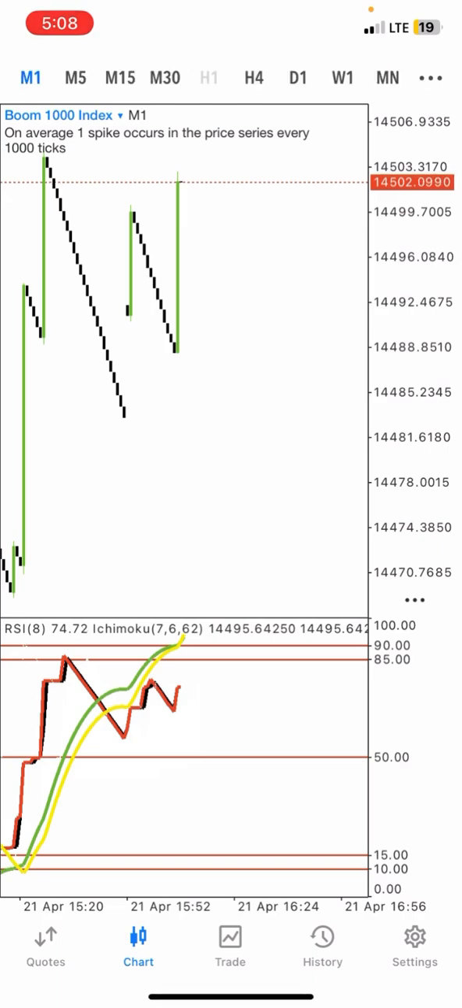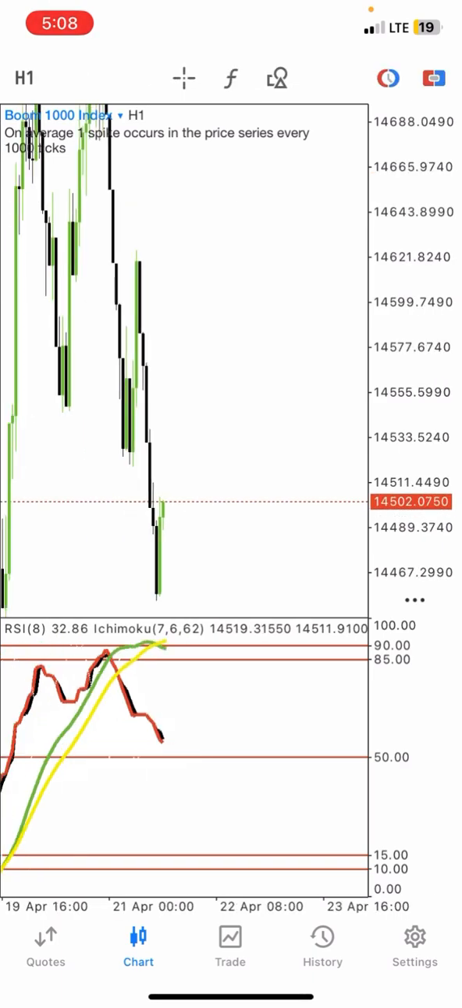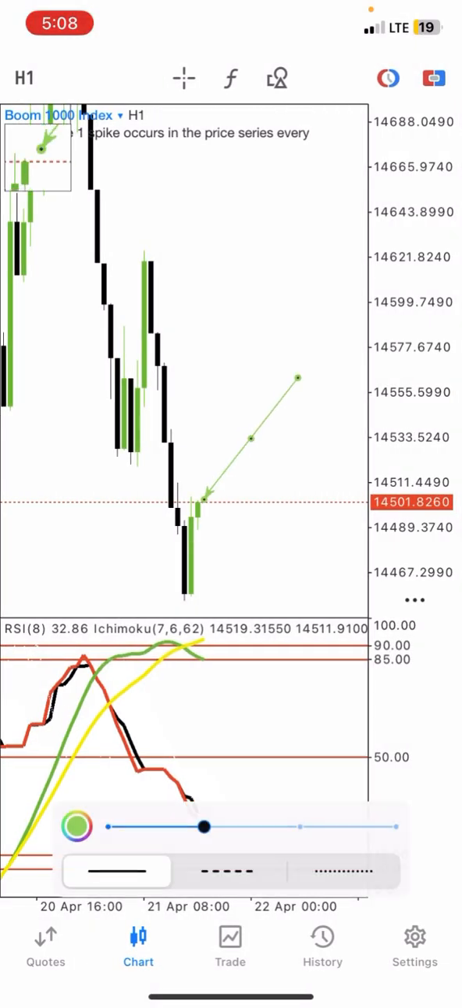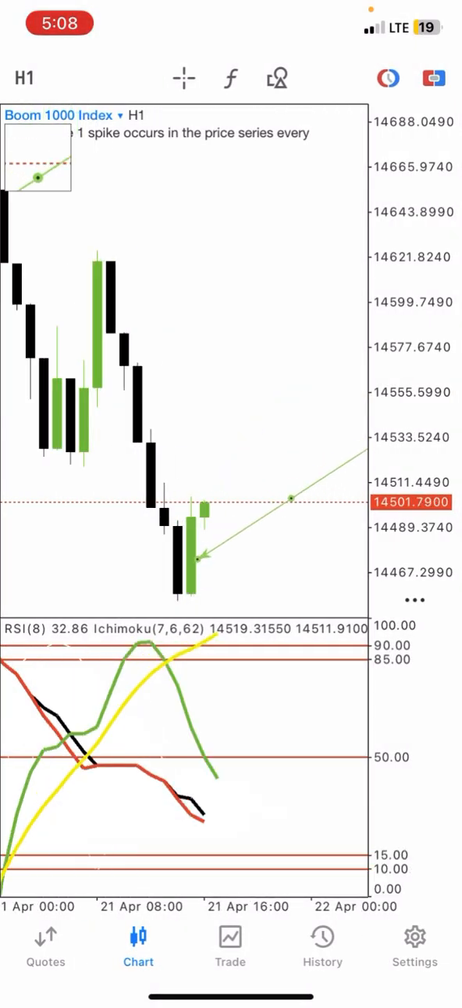Now, let's go up to the 1 hour time frame. Looking at the 1 hour time frame, you can see this is a bullish engulfing candlestick. Why is it a bullish engulfing candlestick? You can see it's stronger than the previous 3 candlesticks. You see the bullish candlestick? This very candlestick, this green here, is the bullish candlestick.